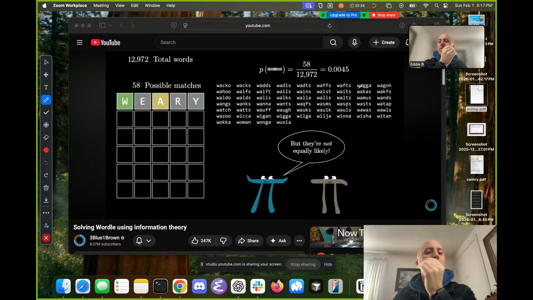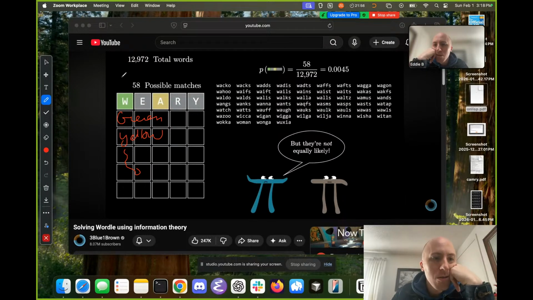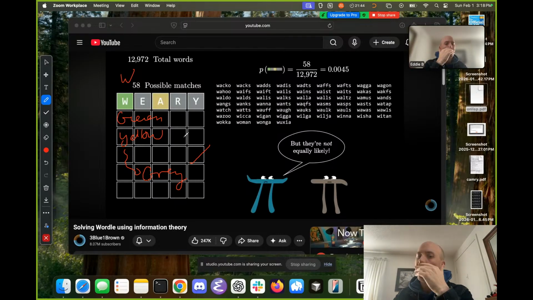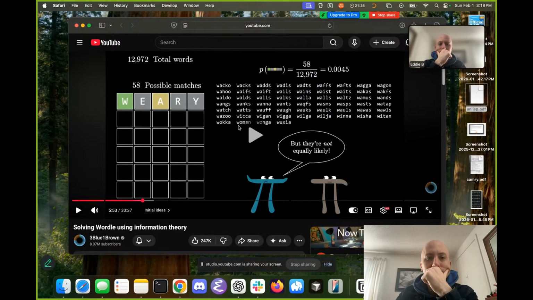So if you guess a word that starts with W, it's going to be less likely that you hit one of these words, less likely that this winds up either green or yellow. The most likely outcome, if you guess W in this first square here, is that it's going to be gray. That's the most likely outcome, let's say.